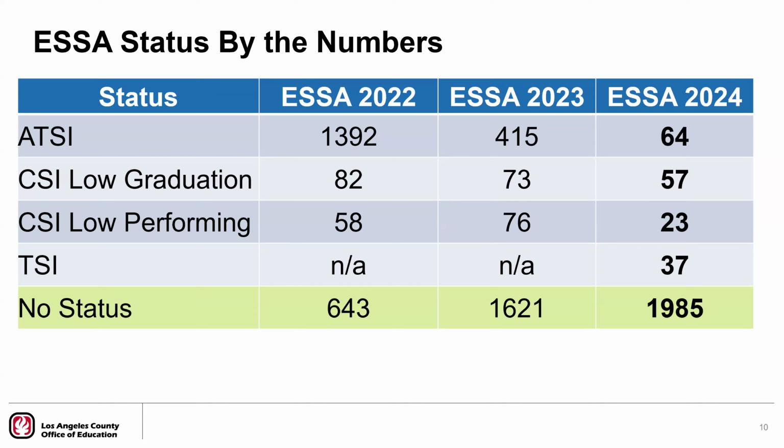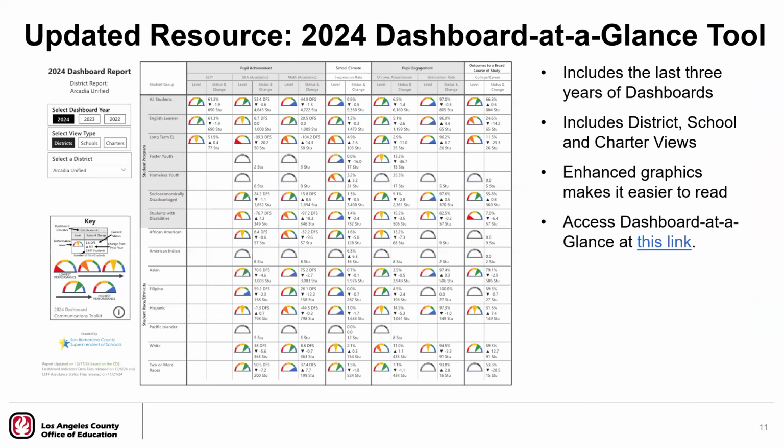Now we've shifted considerably. We've got 64 schools, only 64, down significantly from even last year, still eligible, meeting the criteria for ATSI, 57 for low graduation rate, and only 23 for low performing schools. So that's huge. We have the new category TSI, which we'll talk about in just a minute. 37 schools identified there, but almost 2,000 schools in LA County that have no status whatsoever. So that's excellent news. Next slide.